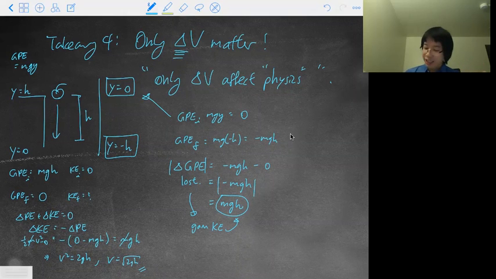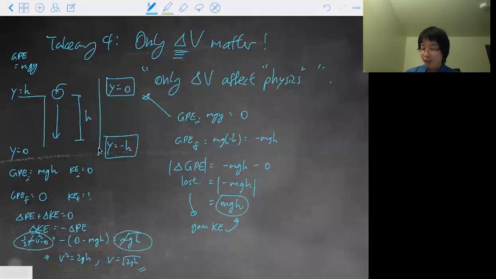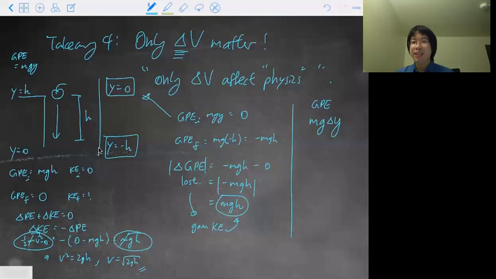Okay, so actually in 3A you may see this GPE written this way, right? It's only the change in y that matters. It's only the delta y, so that's basically y2 minus y1. This is the absolute potential energy at point 2, and the absolute potential energy at point 1, but it's the difference that affects kinetic energy.